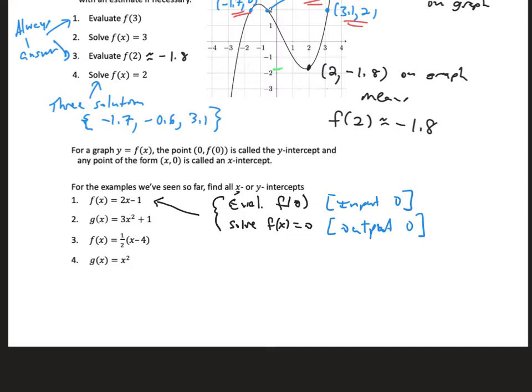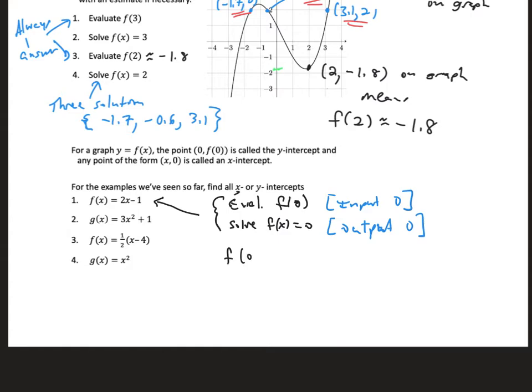If you don't remember which one's which, I would not try to commit it to memory. I would just think about where these points sit. Once you've found them, put a dot on a grid where they go, and you'll know which axis they're intercepting. So just like before, evaluating is an easier question.